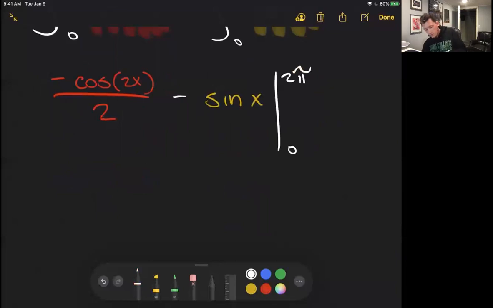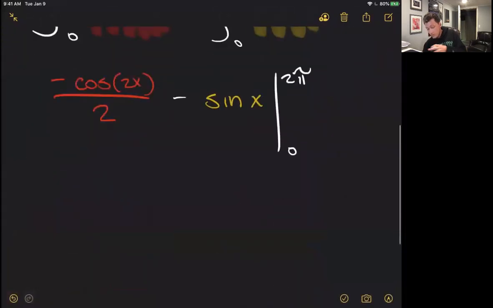This would be 0, and this is common sense in my mind if you think about it. The cosine of 2 times 0 is 0, so the cosine here would be 1, and negative 1/2 minus the sine of 2 pi, sorry, the sine of 0. So this ends up being 1 minus 0, which is 1 when you plug in 0. And then minus, plug in 2 pi. You get the negative cosine of 4 pi over 2, which is 1, my bad, and then the sine of 2 pi is also 0, so it ends up being 1 minus 1, which is 0. So this actually does check out.